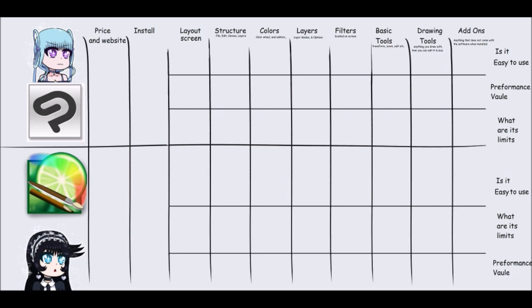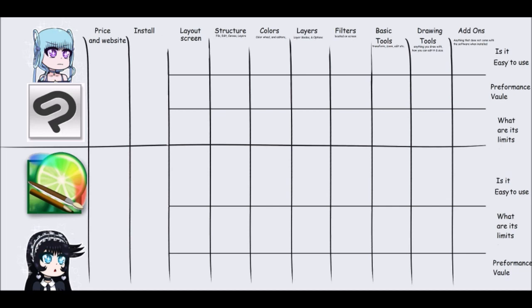Colors, which includes the color wheel, the editor, and color palettes. Layers, which are the individual layers themselves, and the layer modes and the options you can do with those layers. Filters, which are located at the top of the screen next to the edit and canvas. Those usually add a little bit of color or allow you to edit things. Basic tools like the transform, zoom, edit, etc. Drawing tools, anything you draw with, how you can edit it, and the size of the brush. And add-ons, anything that does not come with the software when it is already installed.